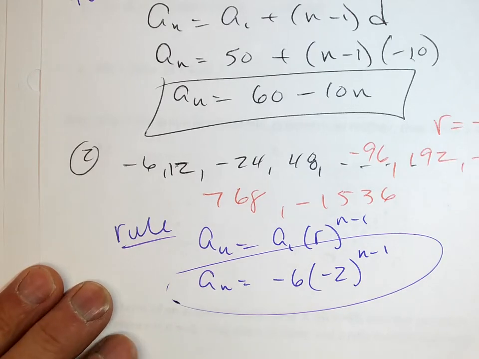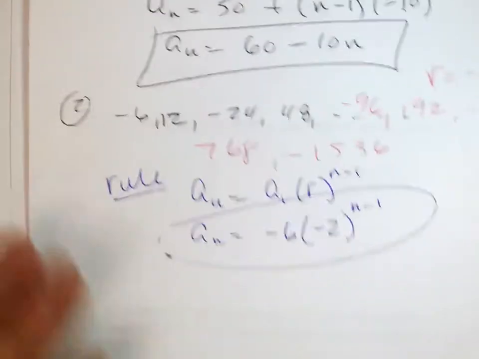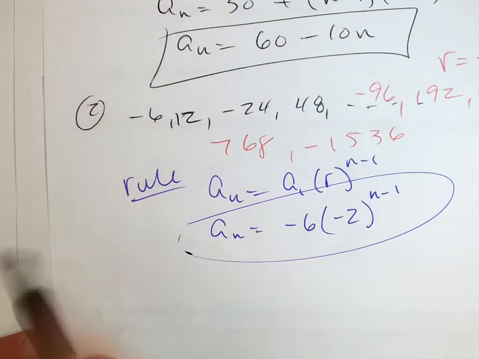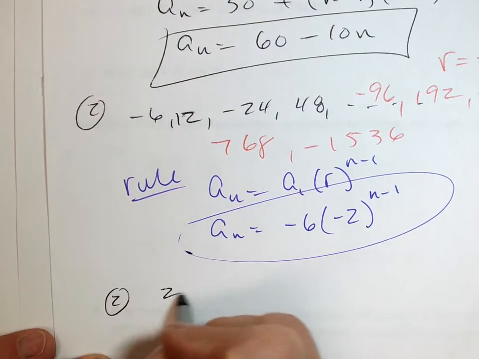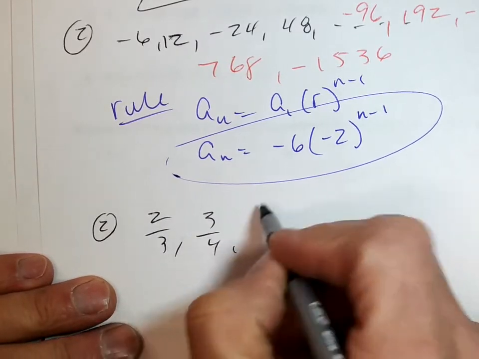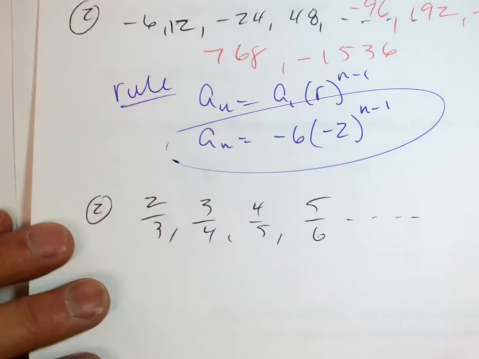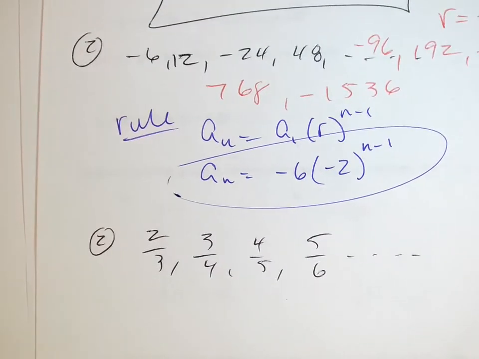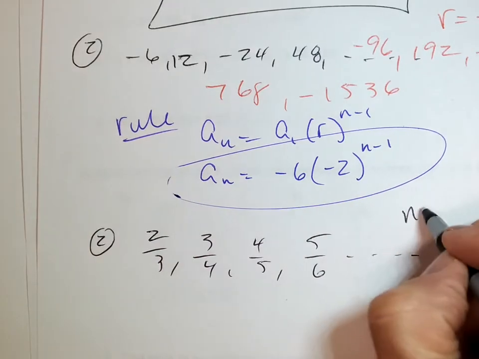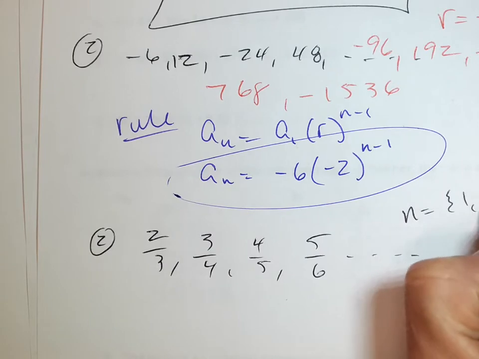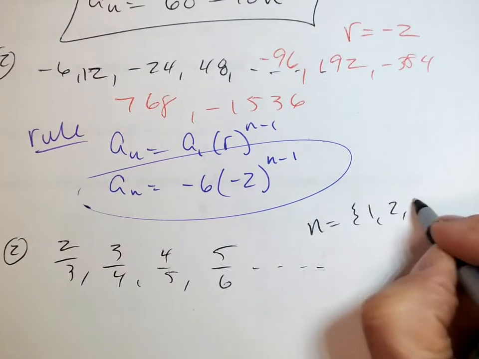Maybe. Okay, let's look at number 3. Number 3 is 2/3, 3/4, 4/5, 5/6, dot, dot, dot. Now this one's kind of hard because it's neither arithmetic nor geometric. But here's what we know. n is always these numbers: 1, 2, 3, dot, dot, dot.